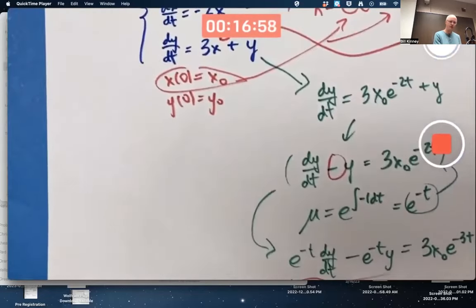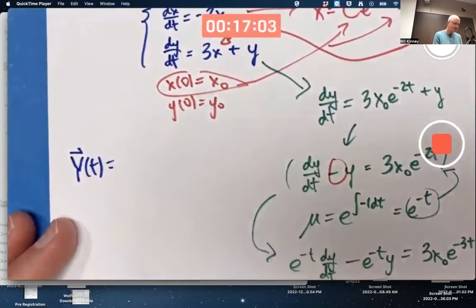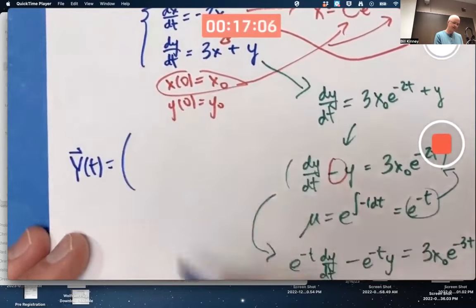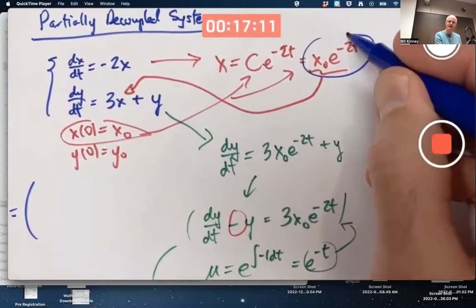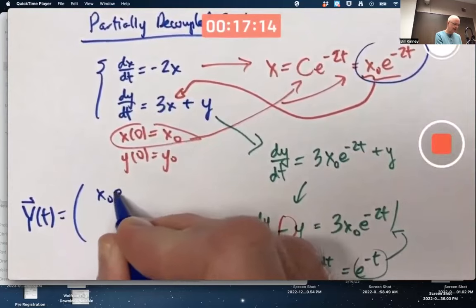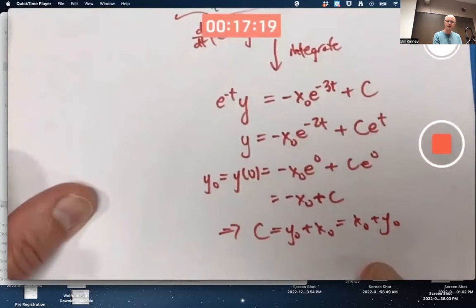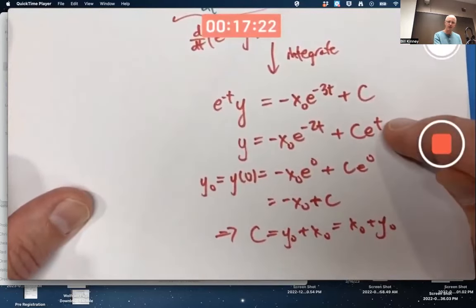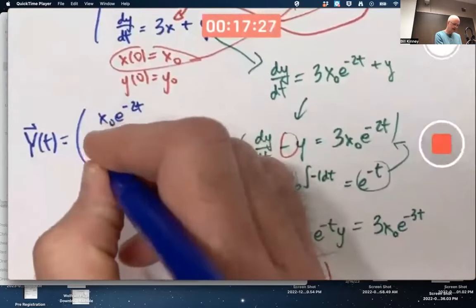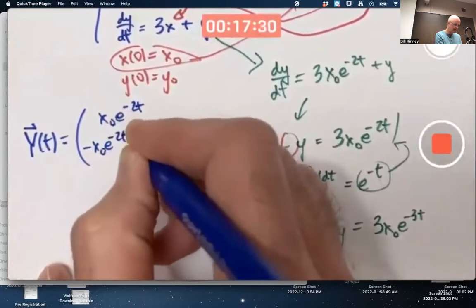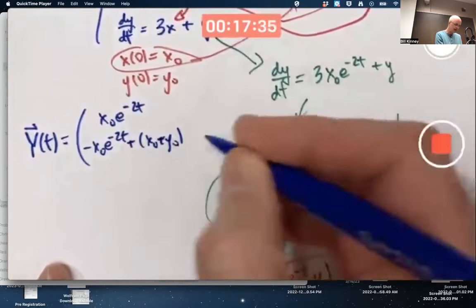I can write the answer in vector form. Capital Y vector of t equals, what is x? X was this. That's nice and simple. X naught e to the -2t. What is y? Y was what we just found down here, except now replace c with x naught plus y naught. That's going to be -x naught e to the negative 2t plus the c, again, is x naught plus y naught. That gets multiplied by e to the positive t.